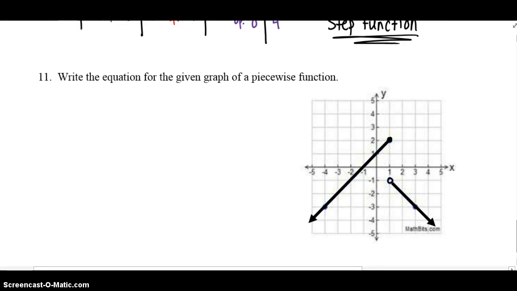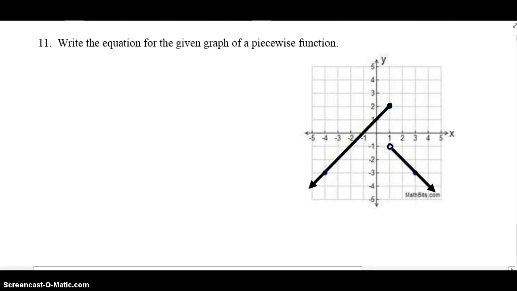Alright, let's quickly just take a peek at 11. We'll have to finish this one in class, but just to take a peek of it, it says write the equation for the given graph of a piecewise function. Notice how there are 2 pieces? That means my function should just have 2 pieces. One right here, one right there.